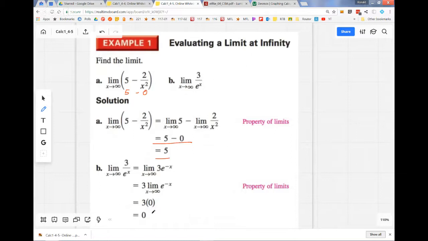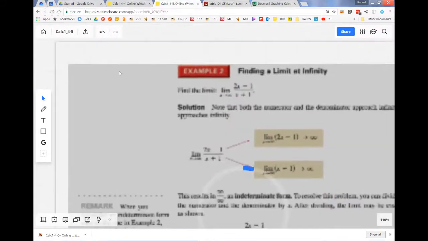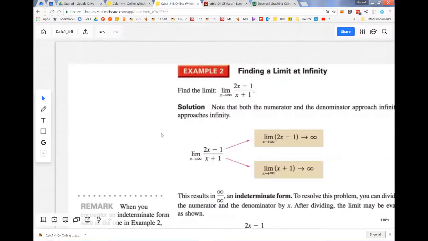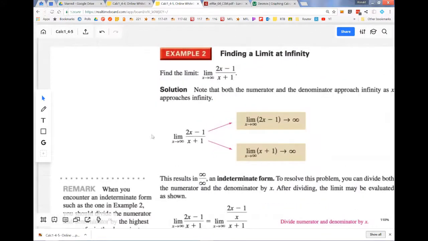It's going to approach 0. Can you see that? So yeah, let's just keep going. I was going to get to general rules, but let's just take another example here.